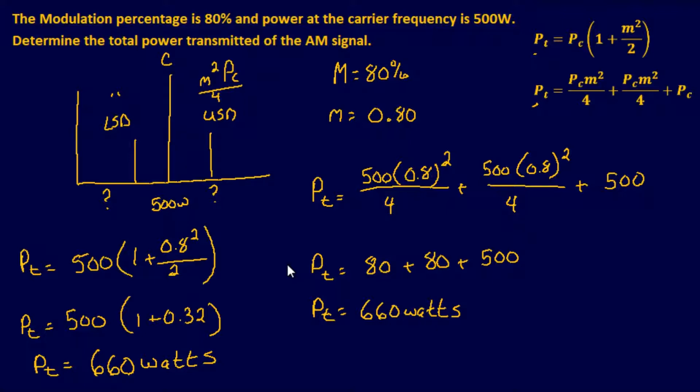So I know this is a very easy problem, but I want to go over how it would look if you want to use just power with our modulation percentage.